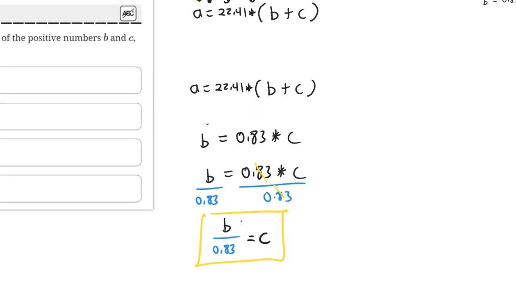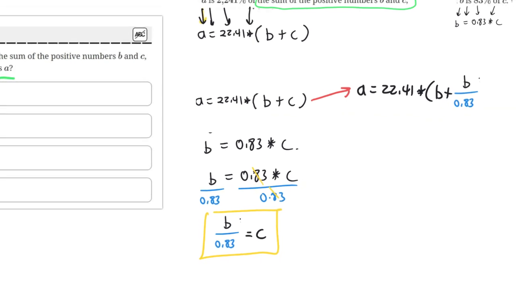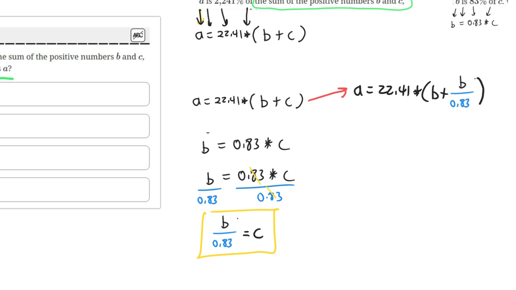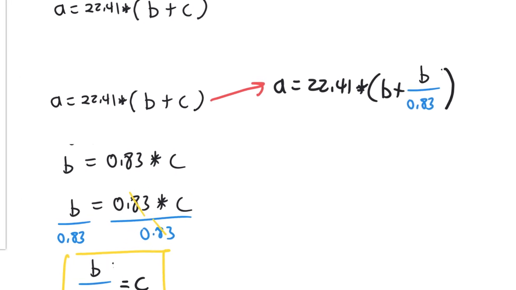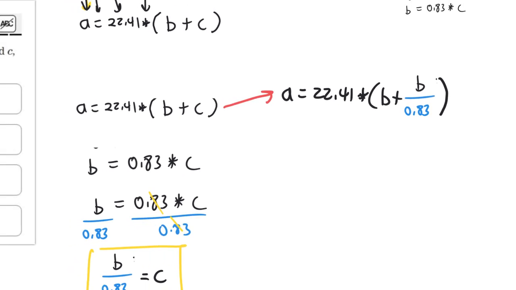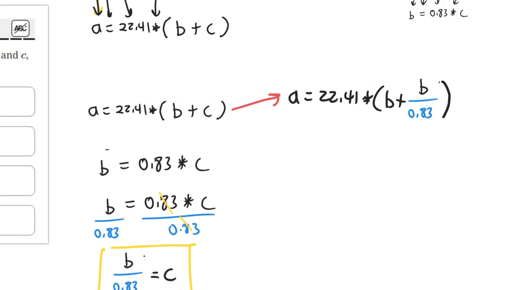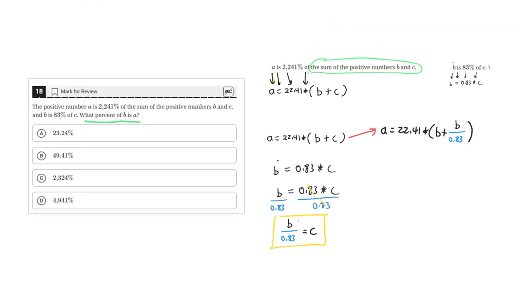We are going to update this, okay? We're going to update that to say A equals 22.41 times B plus this thing, okay? So instead of saying C, we're going to say that. And then we could solve this one, okay? Well, at least, I don't know about solve it, but let's simplify it at least, okay? Now, once again, our goal is to still say what percent of B is A, okay?